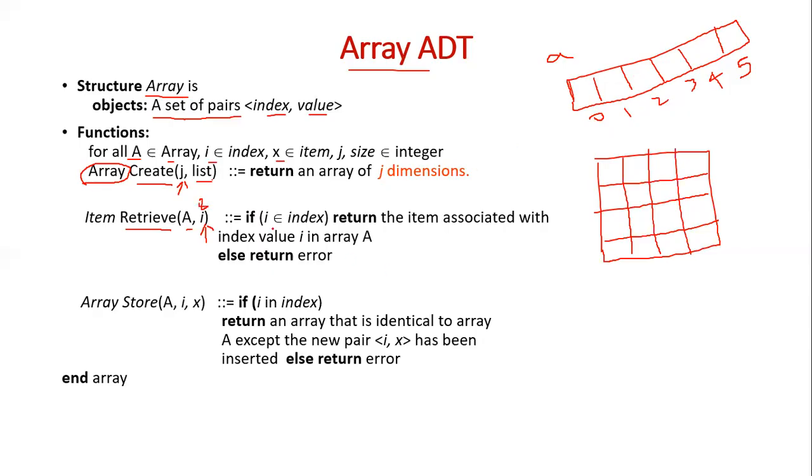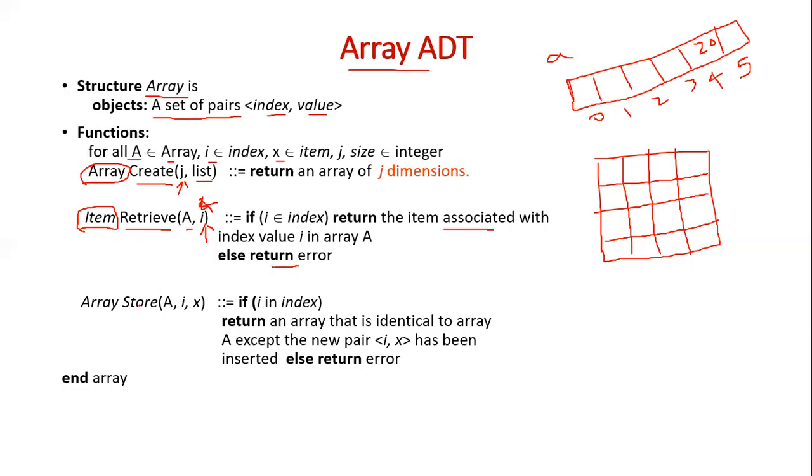So if i is a valid index, then it will return the value associated with that index. Say here if i is 4, and the value at the fourth location is 20, then it will return 20. Otherwise, if i is not a valid index, then it will return error. So this function will return an item that is associated with the particular index of the particular array.